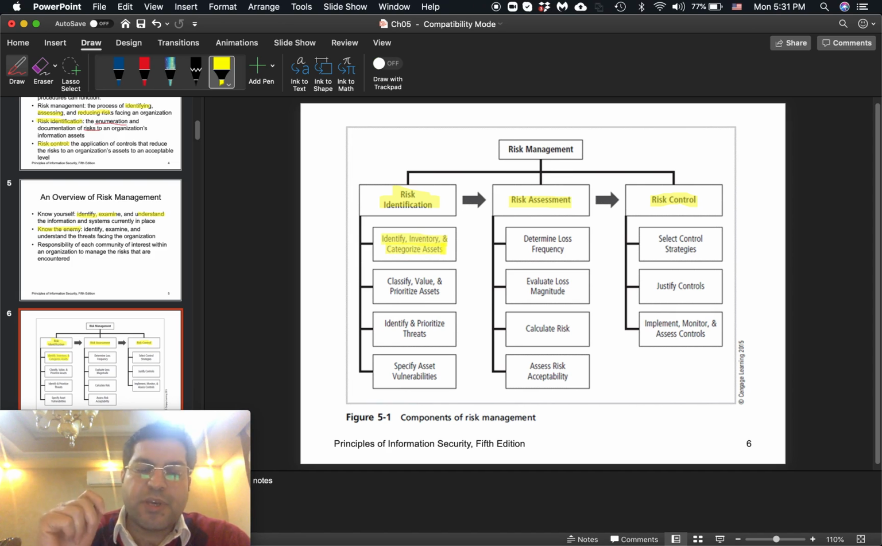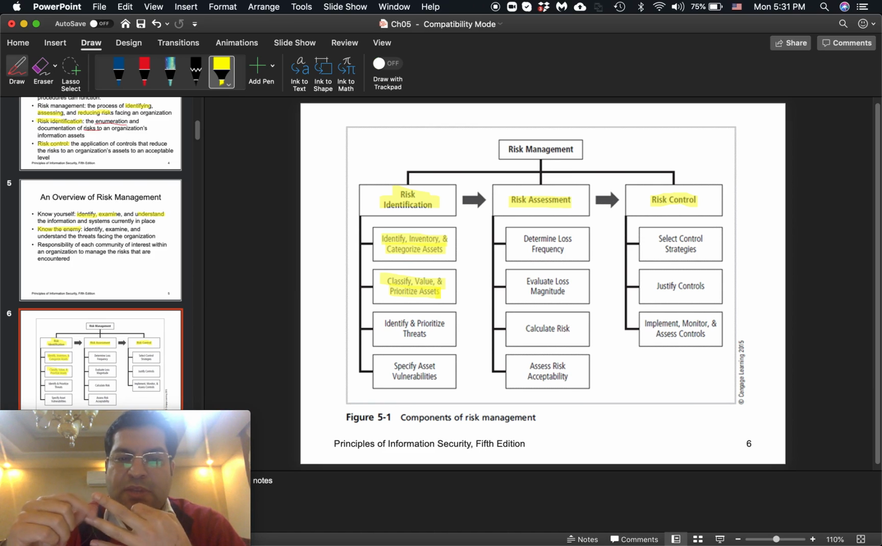And here we need to enumerate, to identify all the information assets that we have at our organizations, and then we need to classify them, valuing and prioritizing them. Let's give an example. For example, in our organizations, we have websites, a registration system, and a financial system.